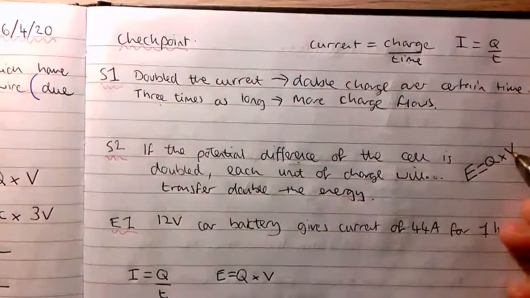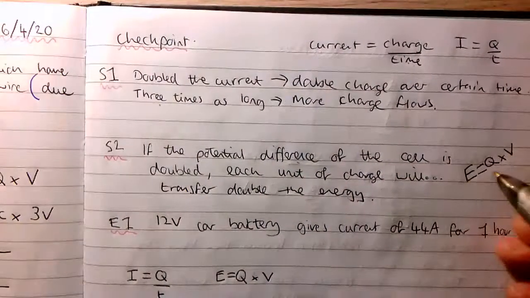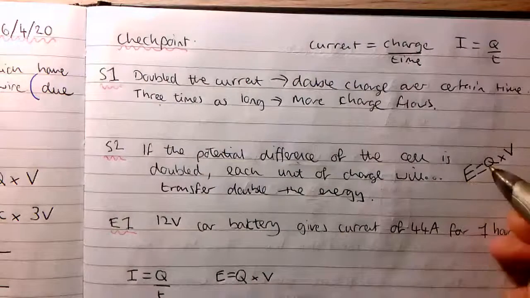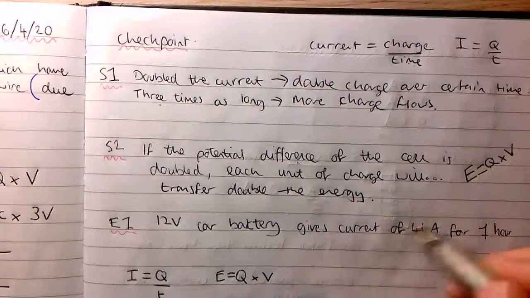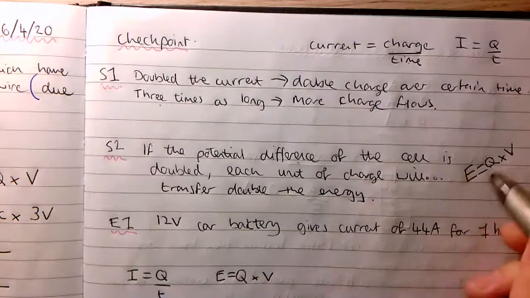Okay, if this one here doubles, the amount of energy is going to double up because you're timesing that number by 2. Each one of these is carrying more charge in this case. Okay, that's what's going on there. It's the amount of energy per unit of charge.